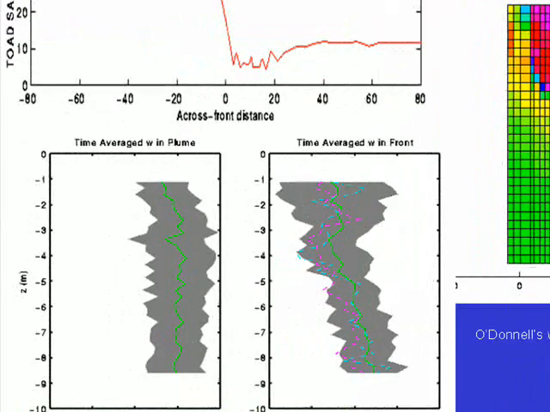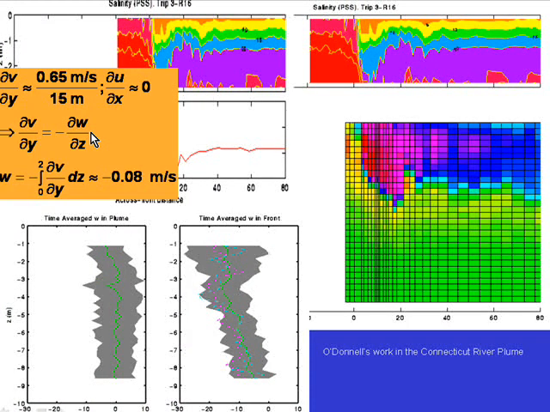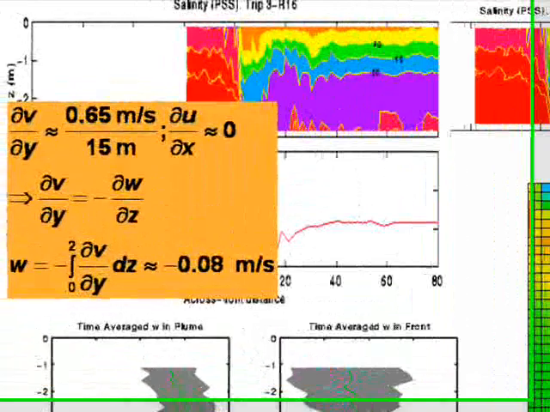Now when this guy Jim O'Donnell made these observations back in the mid-90s, he said, these are too large for vertical velocities. Can I trust these measurements from the ADCP? And what he did was look at the conservation of mass at the front. By looking at the conservation of mass, you can calculate the rates of convergence, dV dy, assuming that there's no convergence along the front, or the flows perpendicular to the front.